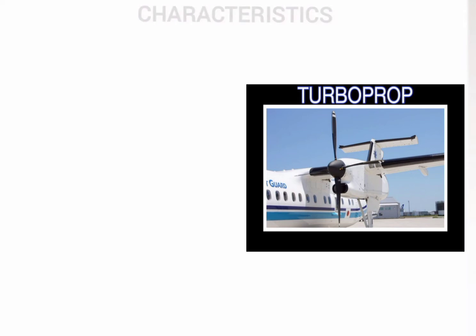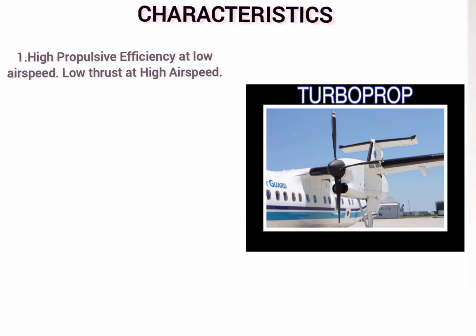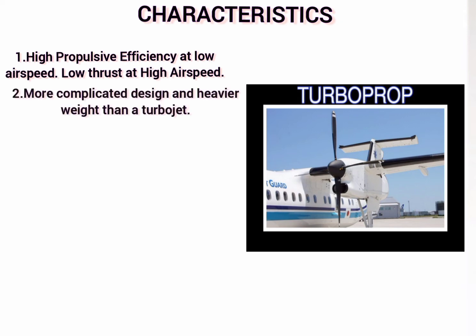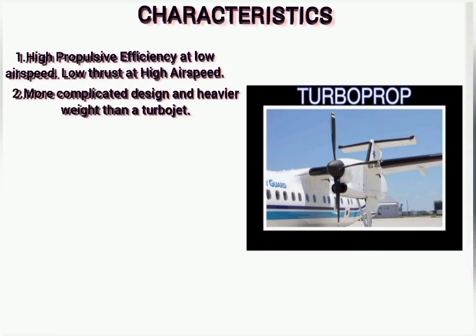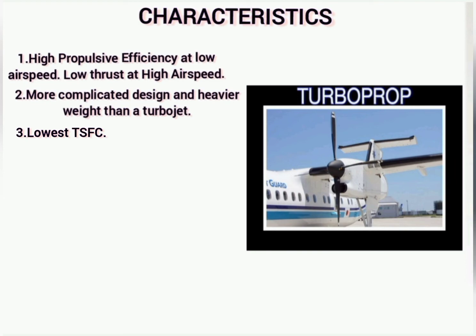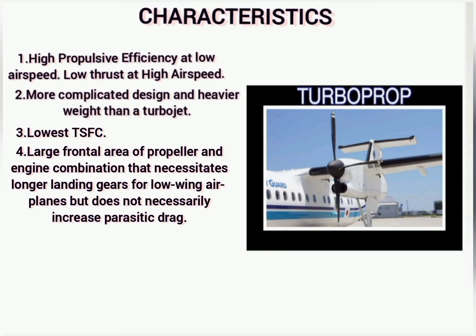Let's see a few characteristics of turboprop: high propulsive efficiency at low airspeed, low thrust at high airspeed, more complicated design and heavier weight than a turbojet, lowest TSFC. Large frontal area of propeller and engine combination that necessitates longer landing gears for low-wing airplanes but does not necessarily increase parasitic drag. Possibility of efficient reverse thrust.